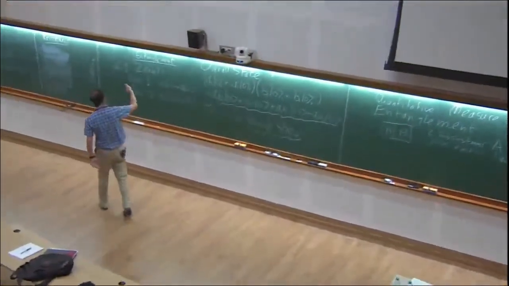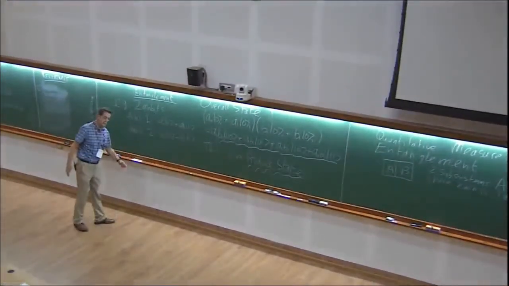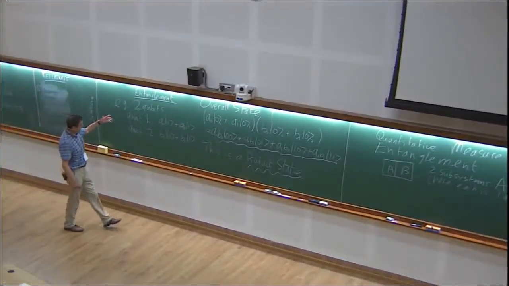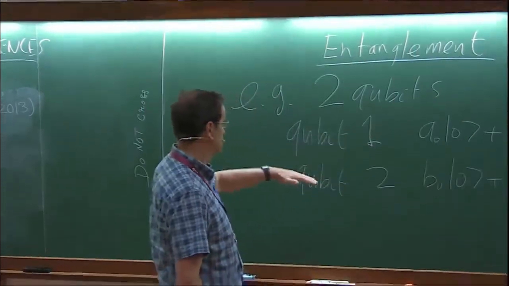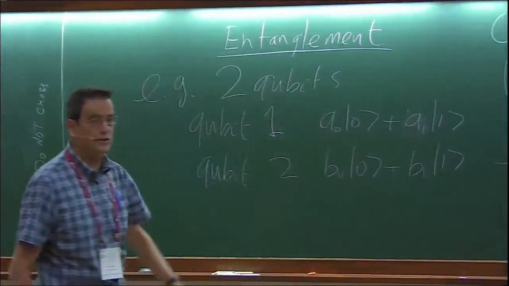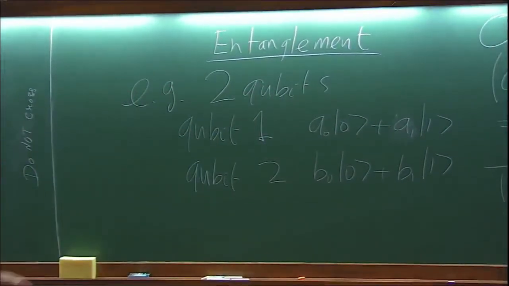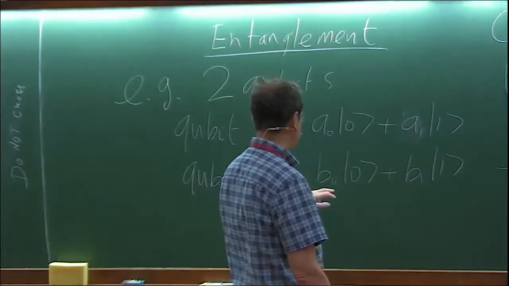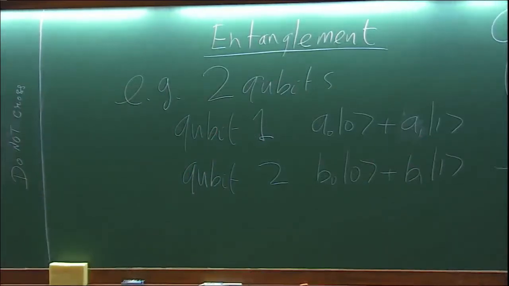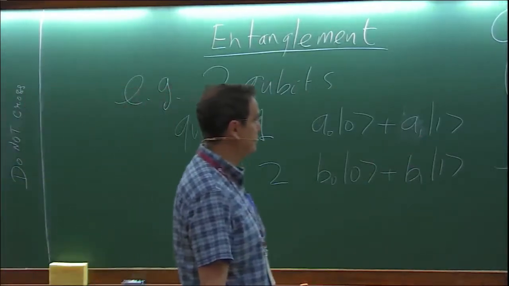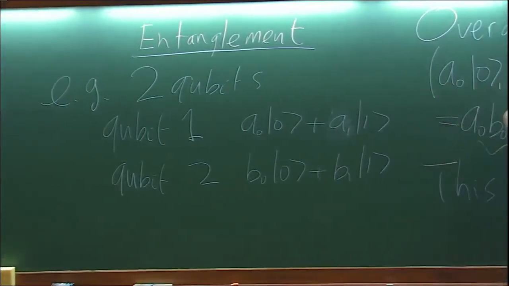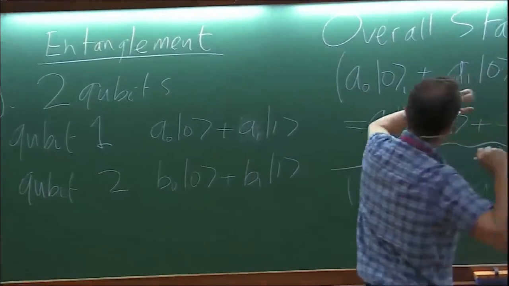So that will be the first topic. We were talking about entanglement in the context of 2 qubits. Of course, it's more general than that. So if I have 2 qubits and each is in a definite state, so qubit 1 is in a linear combination of 0 and 1 with coefficients A0 and A1, and qubit 2 is also in a definite state with coefficients B0 and B1, then the overall state is just a direct product of these two. So it's the state of qubit 1 times the state of qubit 2.